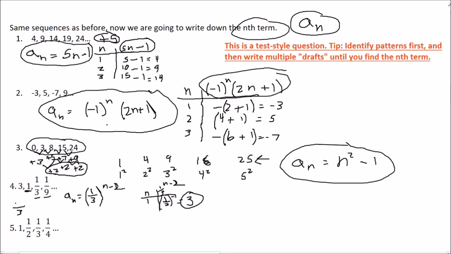This is going to be n minus 2 right there. That's going to be my rule. I've represented my repeated division by an exponent with a fraction. And what about this last one?